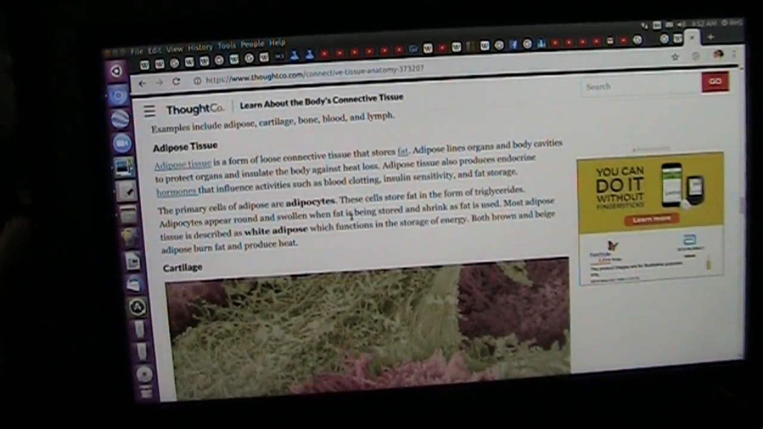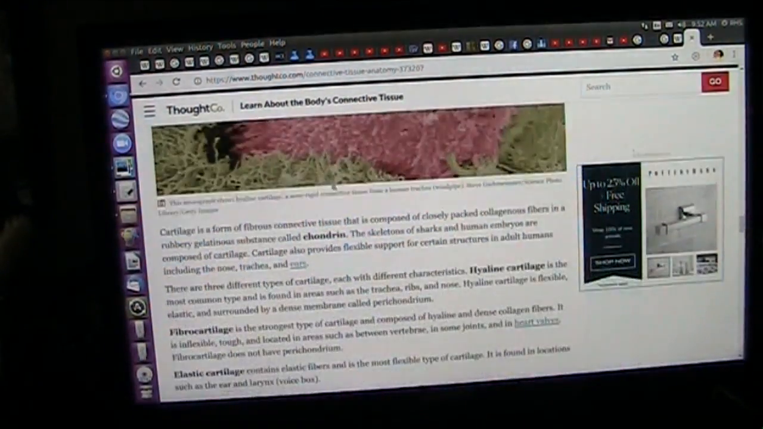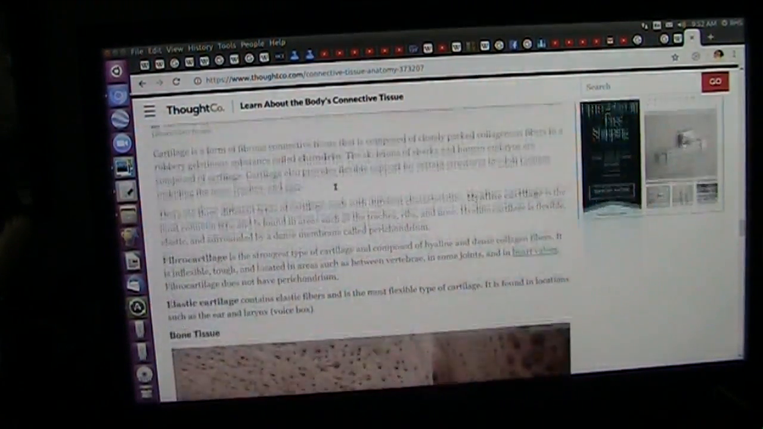What else we got here? Adipose tissue. That's your loose skin tissue; it's really fat and stores fat. Adipose tissues. It goes on. You should read this whole thing.